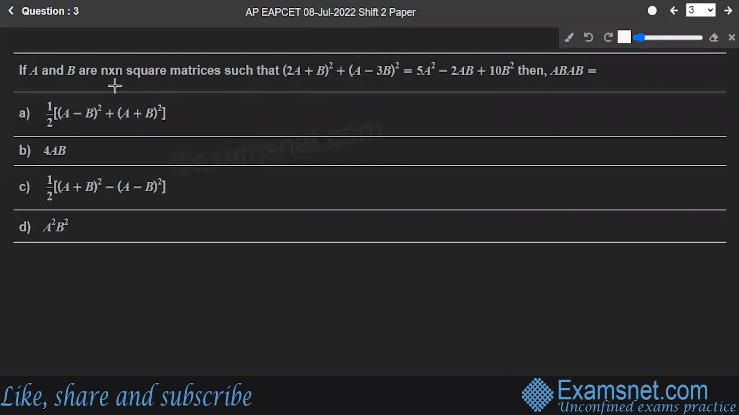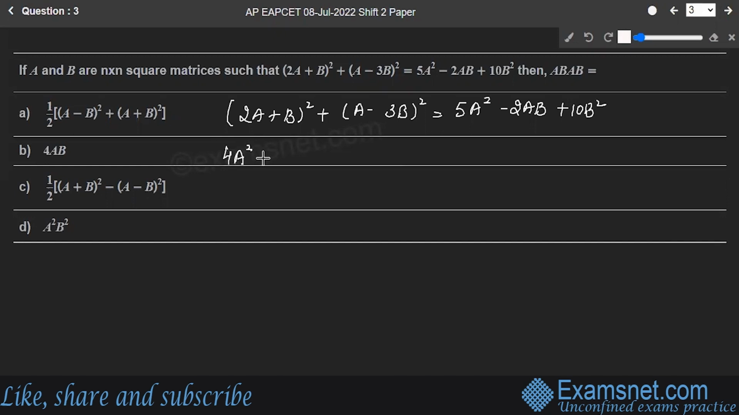Question number 3, if A and B are n by n square matrices, such that (2A plus B) whole square plus (A minus 3B) whole square is equal to 5A square minus 2AB plus 10B square, then AB into AB is. So you are given, let's write down, (2A plus B) square plus (A minus 3B) square is equal to 5A square minus 2AB plus 10B square. So let's open up the brackets.